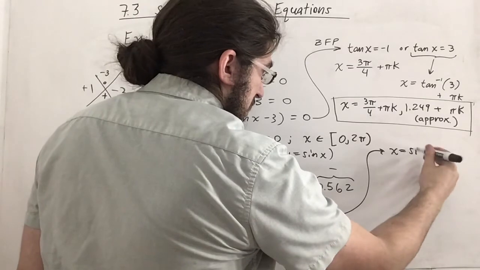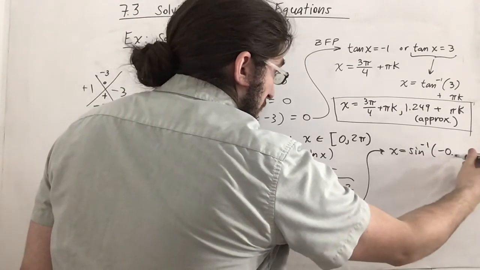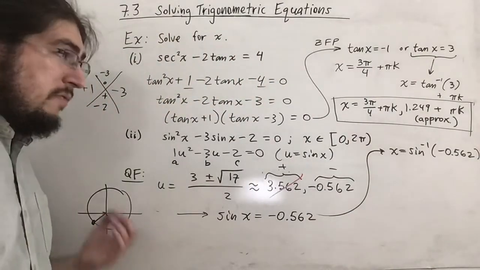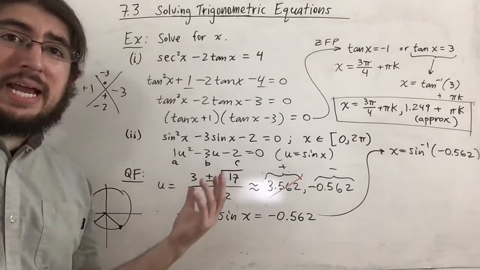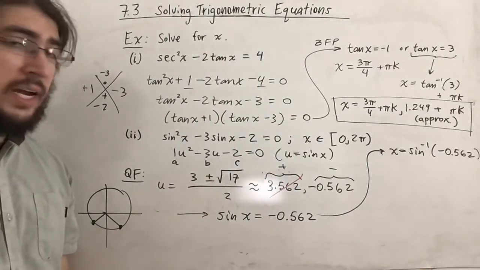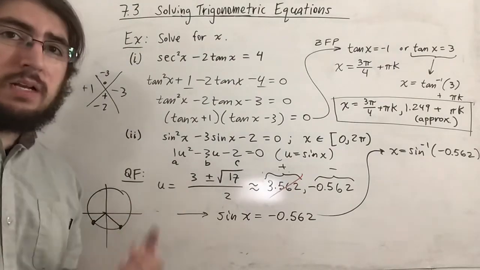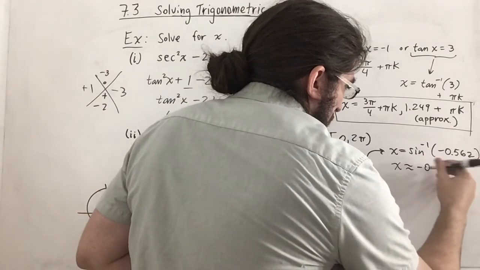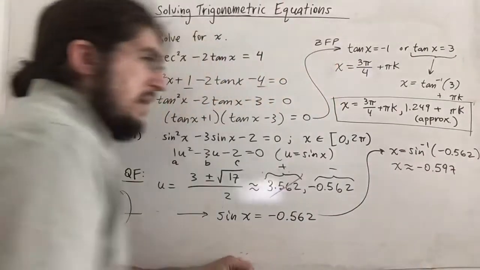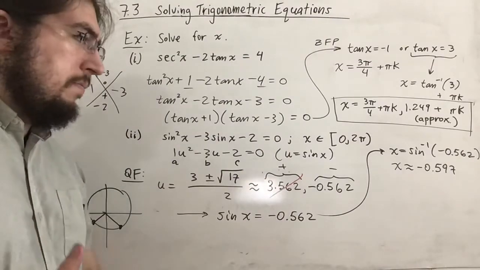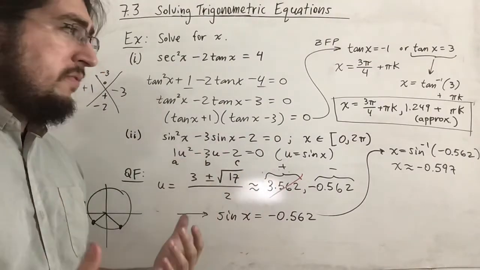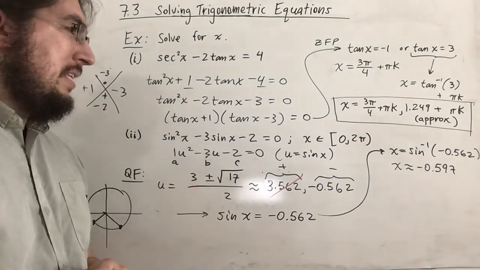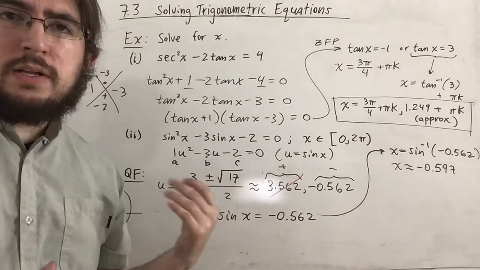So I'll get x is equal to sine inverse of -0.562. This is going to give me the one that corresponds to the angle in the fourth quadrant, and it's going to be negative because the range of sine inverse is -π/2 to π/2. So let's see what the calculator gives us. I got x is equal to about -0.597. Now remember, we're rounding everything to 3 decimal places just because I feel that's approximate enough, unless the instructions told us differently. In fact, these instructions don't even tell us to approximate. At the same time, you have to make sure your calculator is in radians, or else you may get a different result.